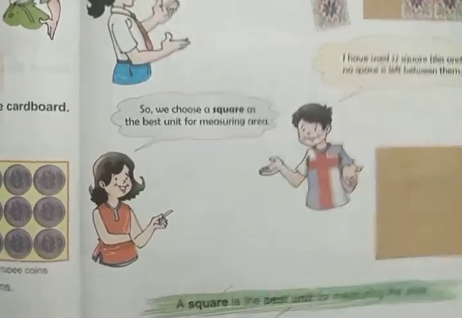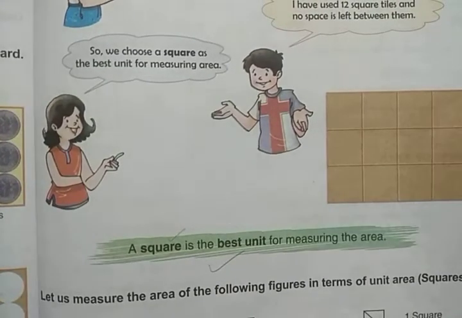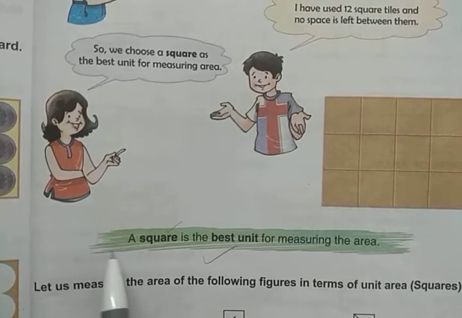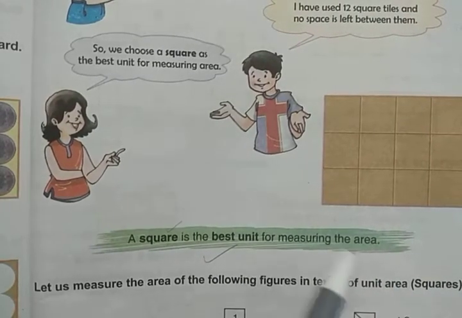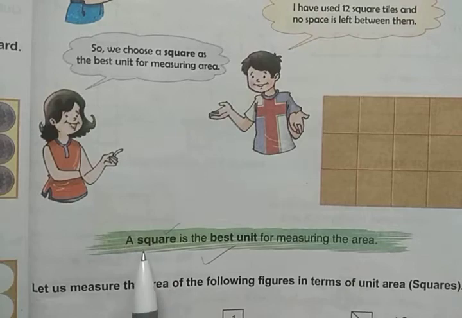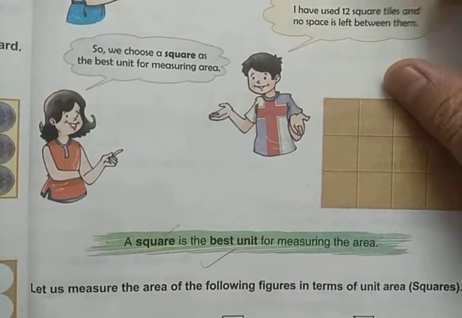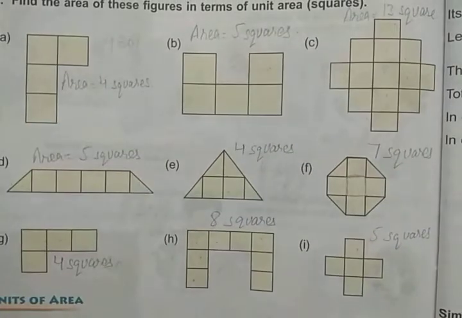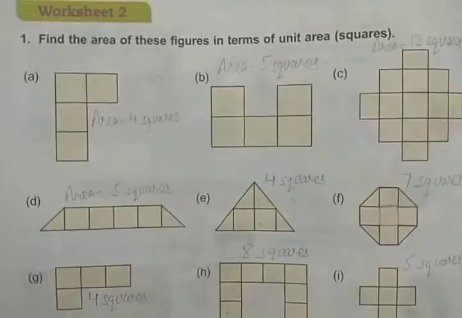What is the best unit for measuring the area that we have learned? It is the square. So a square is the best unit for measuring area. So the best unit for measuring area is square units, that we have learned, and these are two very important things. And whenever we have to find the area, in the answer we get for the area, what unit do we write? Square units.